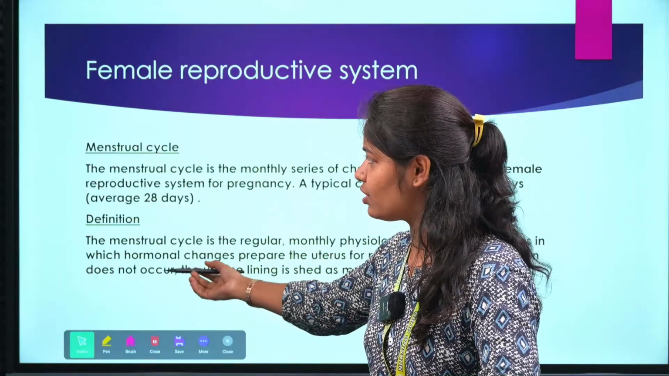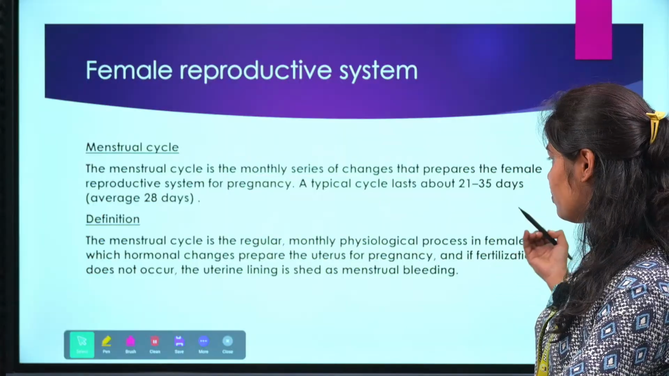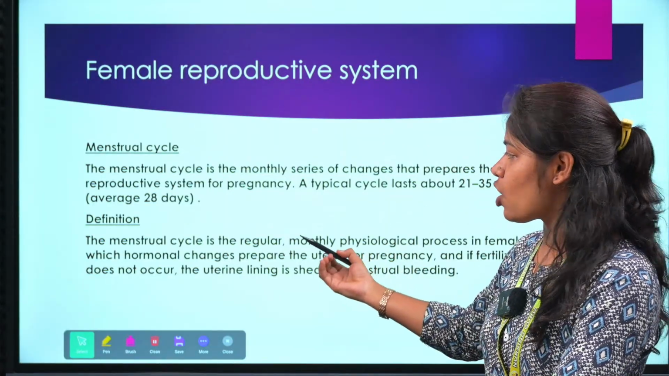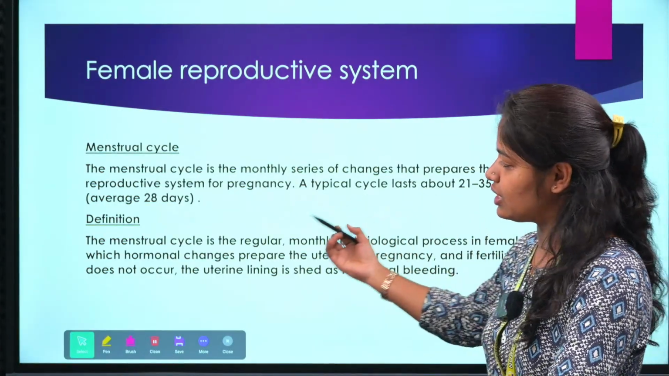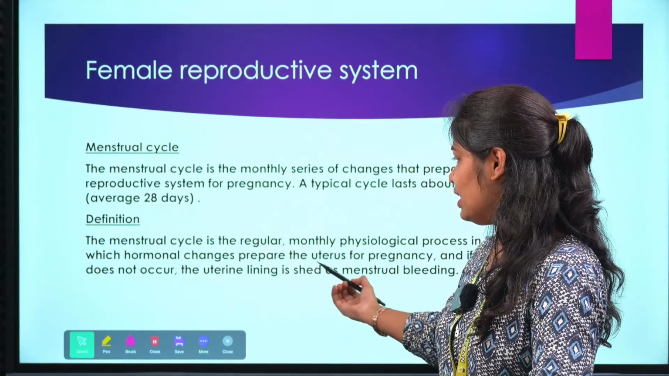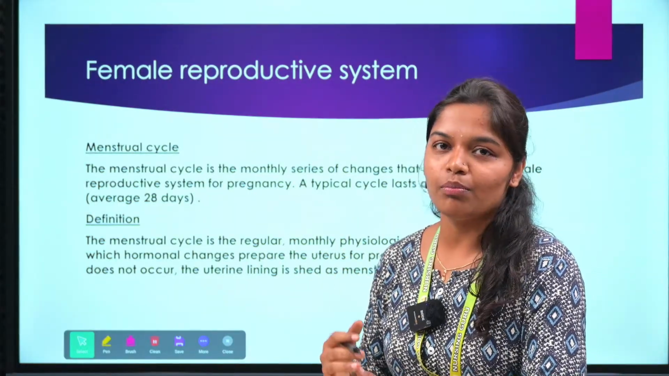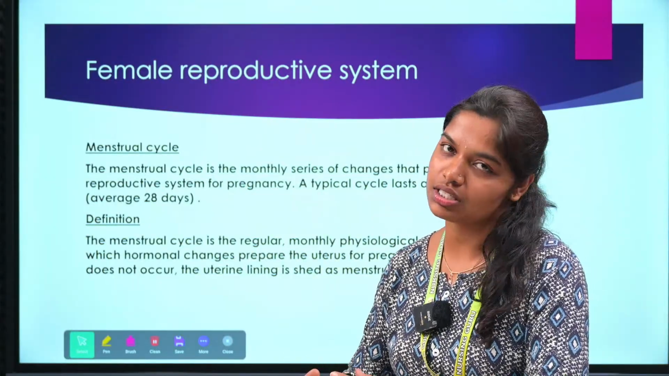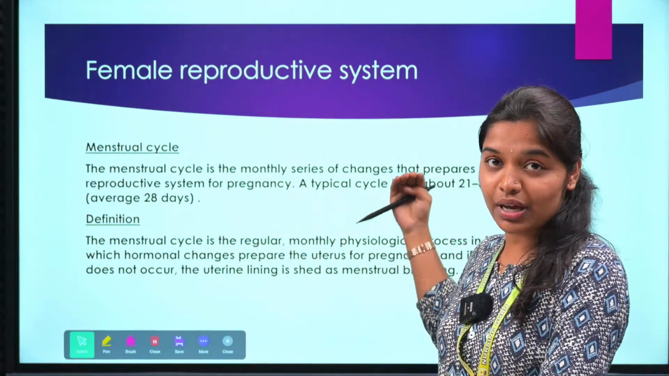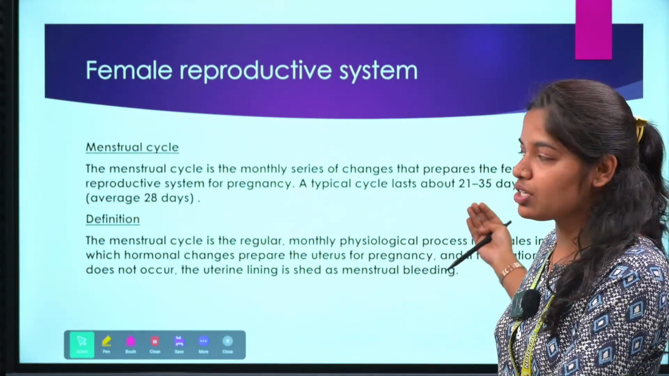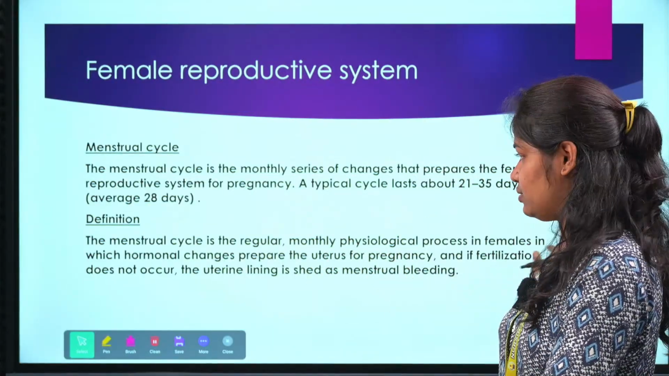The definition of the menstrual cycle: it is the regular monthly physiological process in females in which hormonal changes prepare the uterus for pregnancy, and if fertilization does not occur, the uterine lining is shed as menstrual bleeding. Due to hormonal changes, the reproductive system gets prepared for the pregnancy. If fertilization does not happen, the menstrual cycle is going to happen.